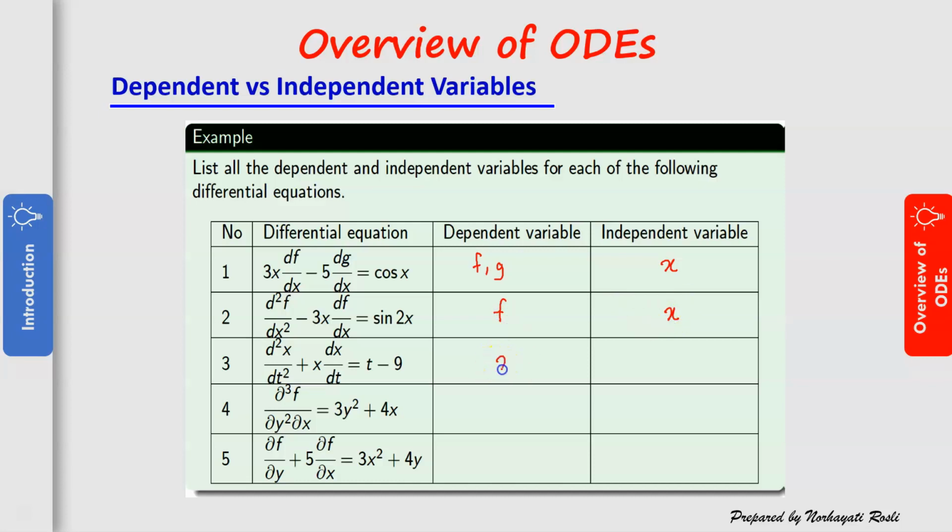For the third one, x is the dependent variable and our independent variable is t. And for the fourth one, we have the derivative of f with respect to y and x. So f is the dependent variable and our independent variables are x and y. And then for the last one, we have f also with respect to y and x, which means f is the dependent variable and our independent variables are y and x.